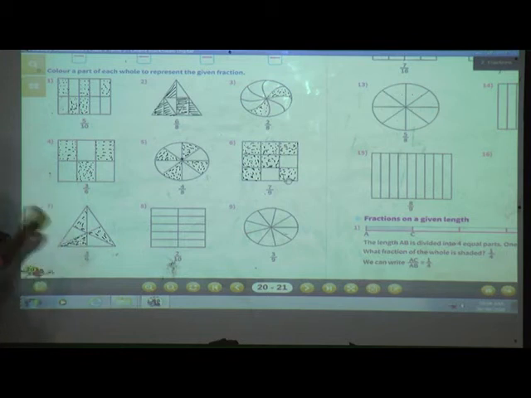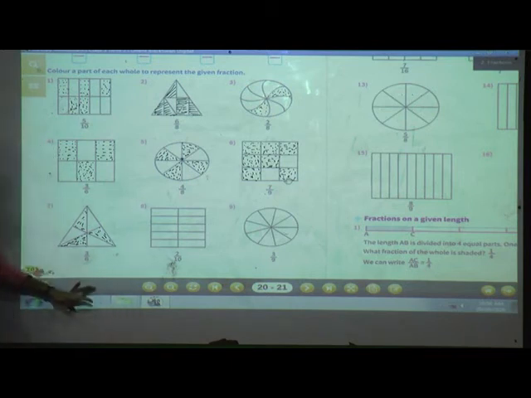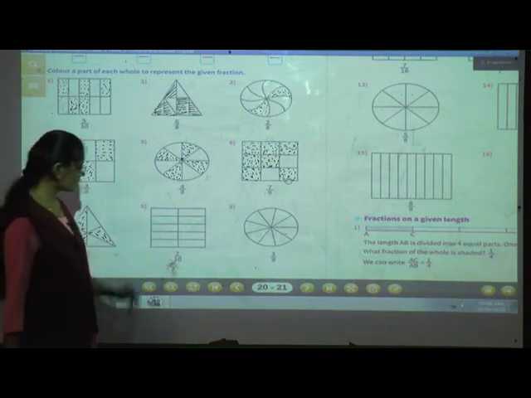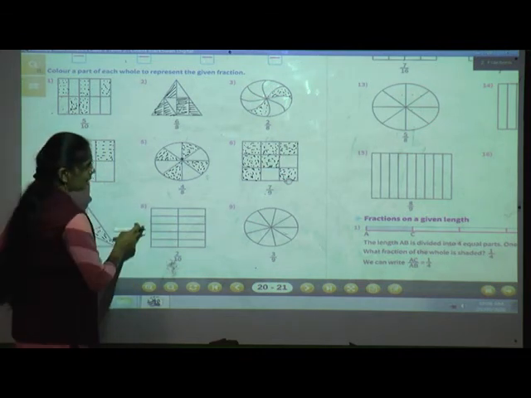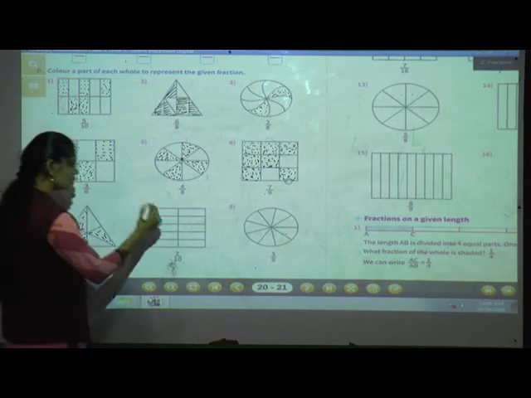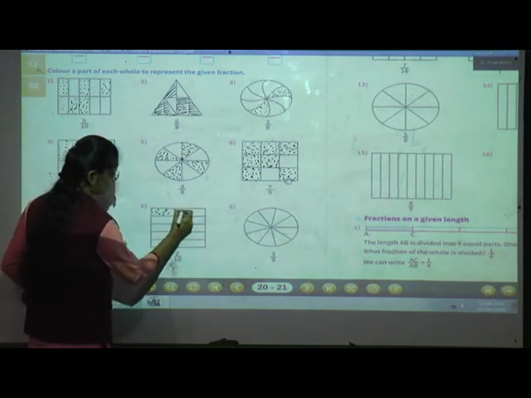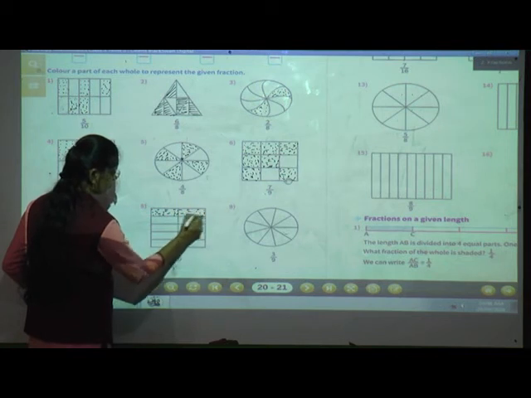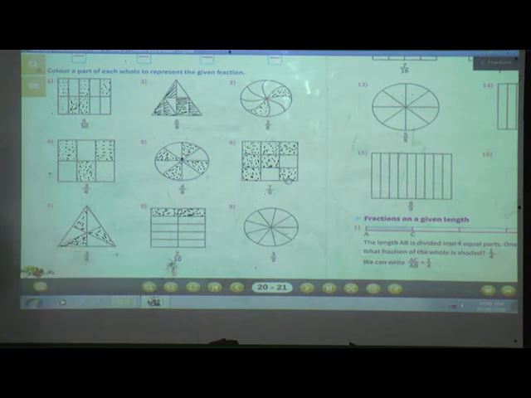Okay, in this way you have to color. See students, you have to color in your textbook by pencil only. Don't use crayons. Okay, so this is the fraction 3 by 6. Now see this next example, 2 by 10 means here total 10 parts are there. From that 10 parts you have to color only 2 parts. So here you can color any 2 parts. So the fraction of this figure is 2 by 10.